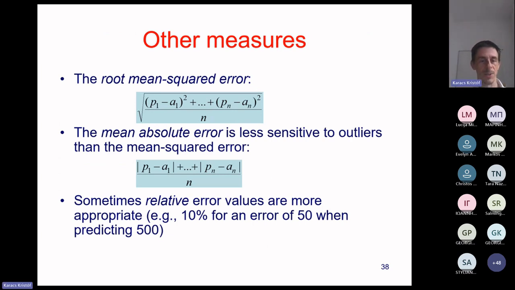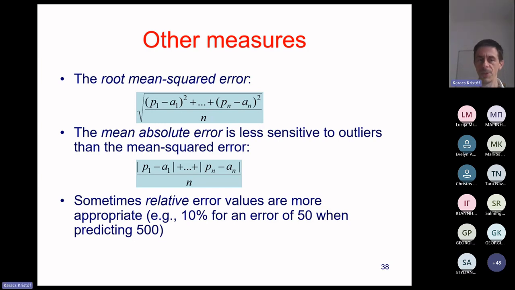You can also take the square root of this, and you can also go with the mean absolute error, where you take just the plain differences, the absolute value of the differences of the samples.